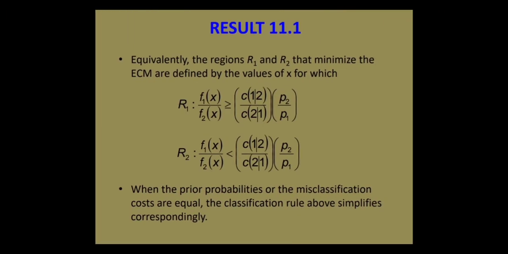Okay, let's see result 11.1 ni yang saya cakap tadi, how we define the region. Okay, this is the formula. Region R1: the density ratio of f1x and f2x will be more than or equal to the cost ratio of these two multiplied by the prior probability ratio. Okay, untuk R2, the density ratio less than the cost ratio multiplied by the prior probability ratio.